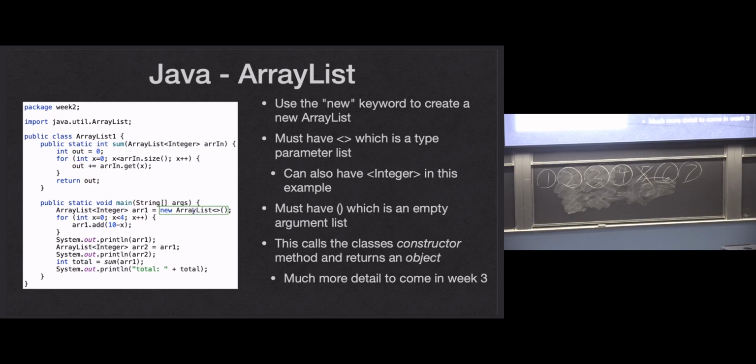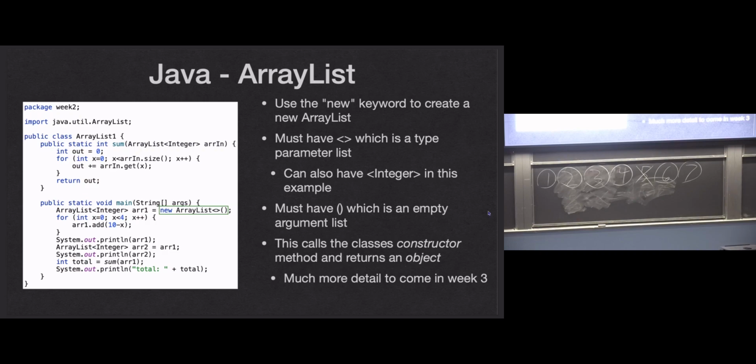ArrayList. We're going to say new ArrayList, and this is where there's quite a bit more syntax than in Python. New ArrayList, in Python you just say R1 equals your brackets. New ArrayList, and then angle brackets and parentheses, semicolon. This is how we're going to create a brand new empty array list.